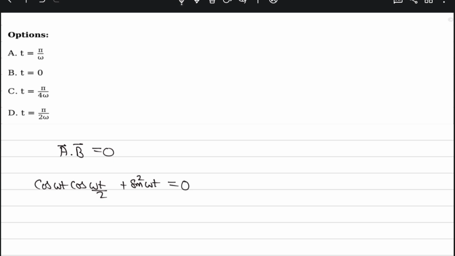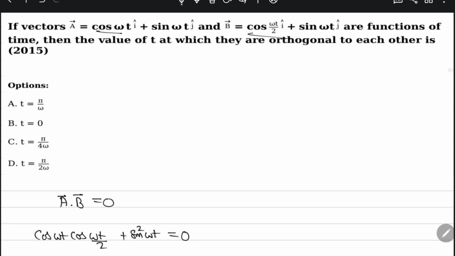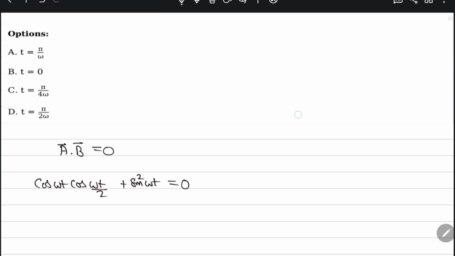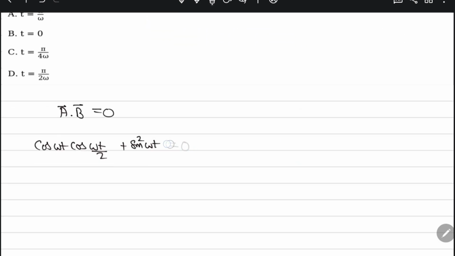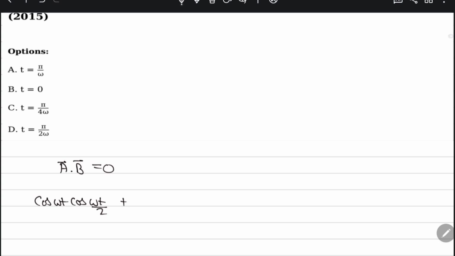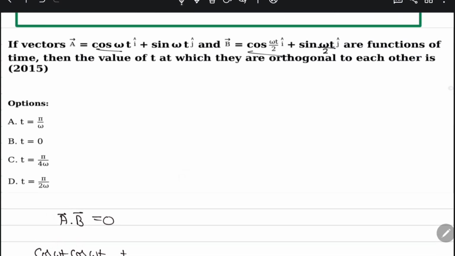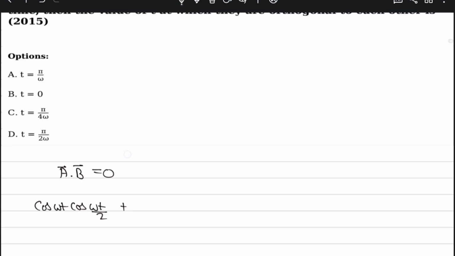So what do I do? Actually, I think a mistake is going to happen here. In the printing, omega t by 2 is also coming. That's why I think an error is going to happen. So if I take the dot product of cos omega t by 2 and sine omega t by 2, it is equal to 0.